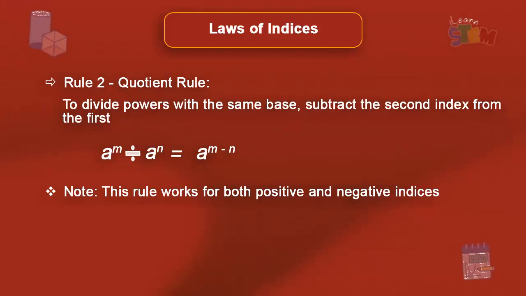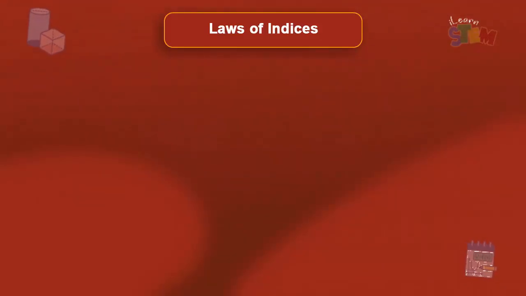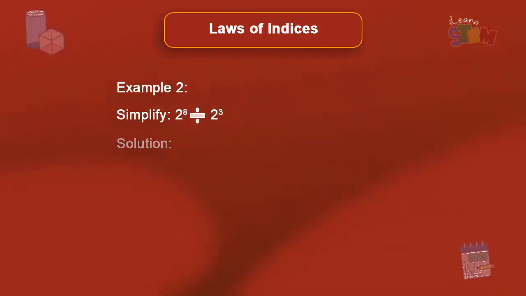Let us see yet another example. Simplify the following numbers. Solution. 2 raised to power 8 divided by 2 raised to power 3. Also notice that both numbers have the same base. So, we simply subtract their powers.